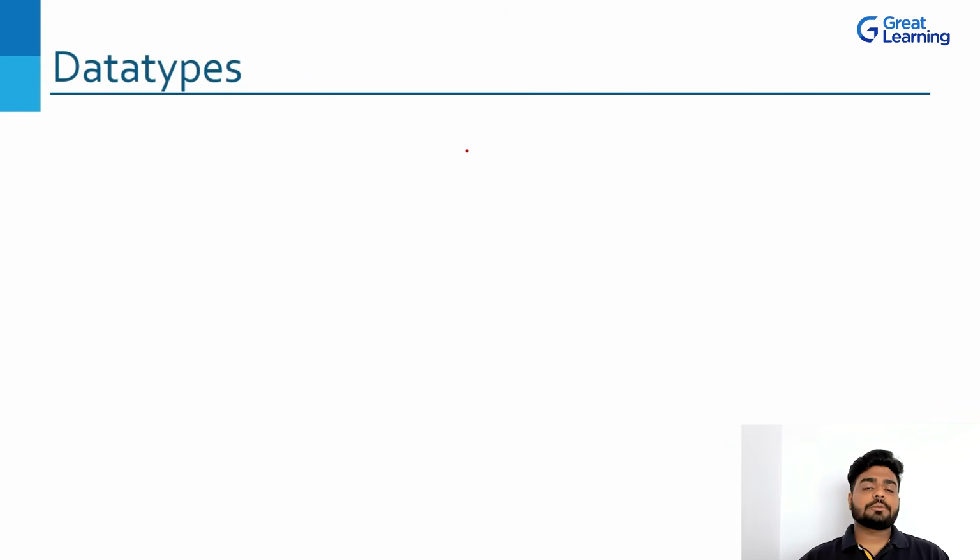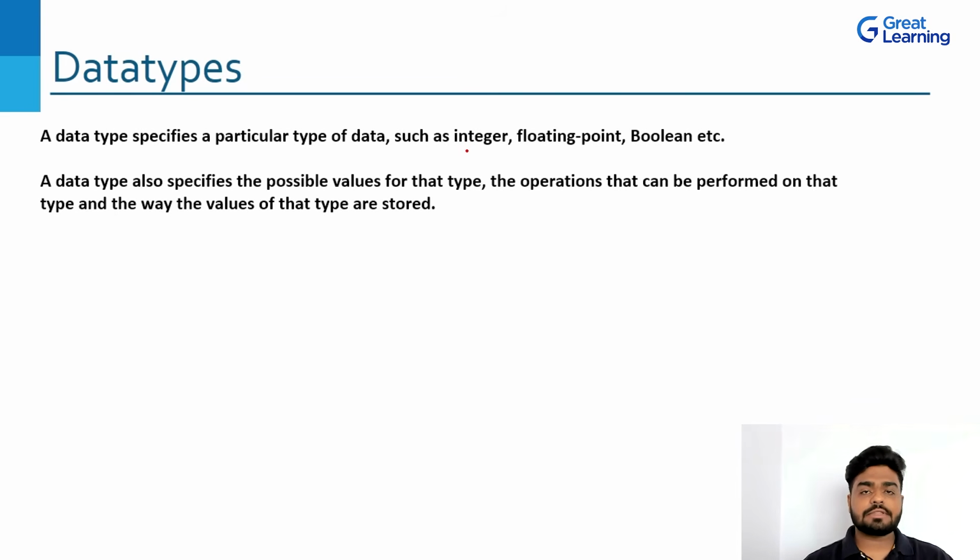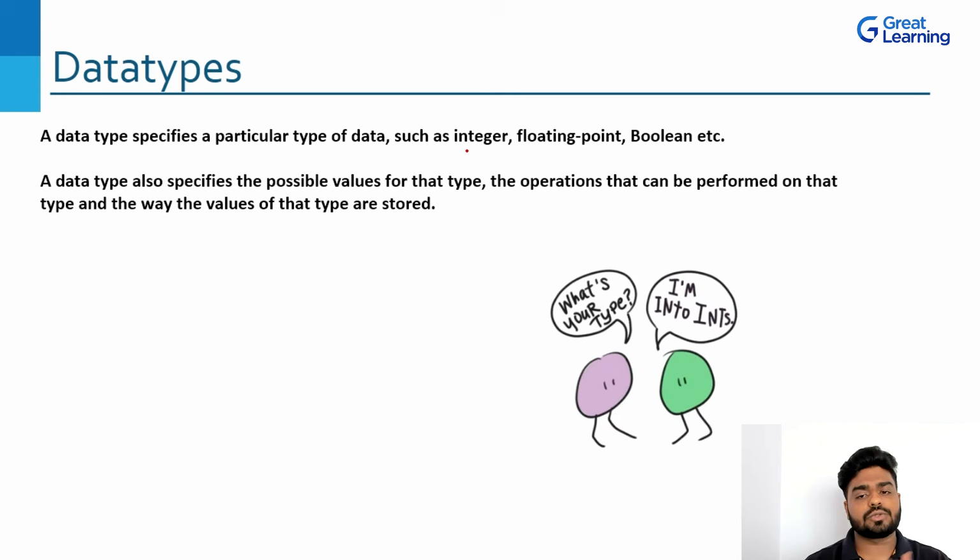Now coming to the next topic, which is data types. So what all data types do we have in our database language? A data type specifies a particular type of data. We have already seen one or two, which are number and varchar2. We have some more, which are integer, floating point, boolean. We will see one by one what those are.